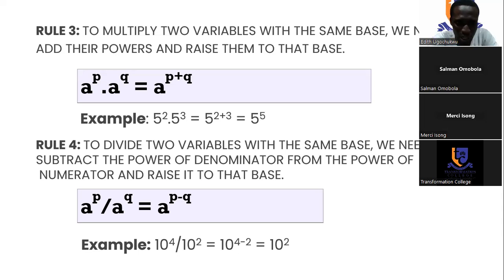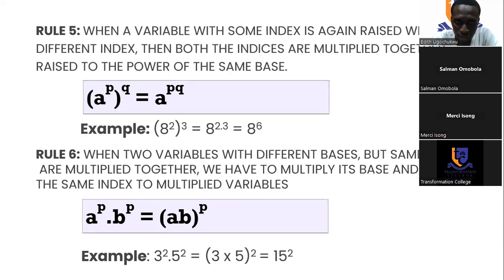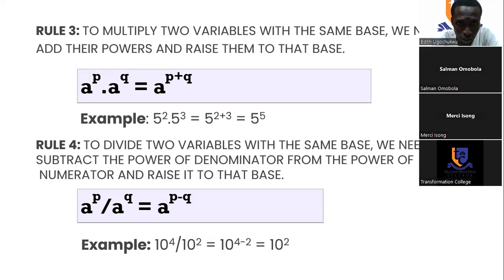The same thing applies to the other one. Division changes to minus. You can see the illustration there. 10 raised to power 4 divided by 10 raised to power 2. Take note, the bases must be the same. So the base is 10. You pick one of the bases, then the power 4 minus 2. So division changes to minus. 4 minus 2 will give you 2. So your answer is 10 raised to power 2, or 100.